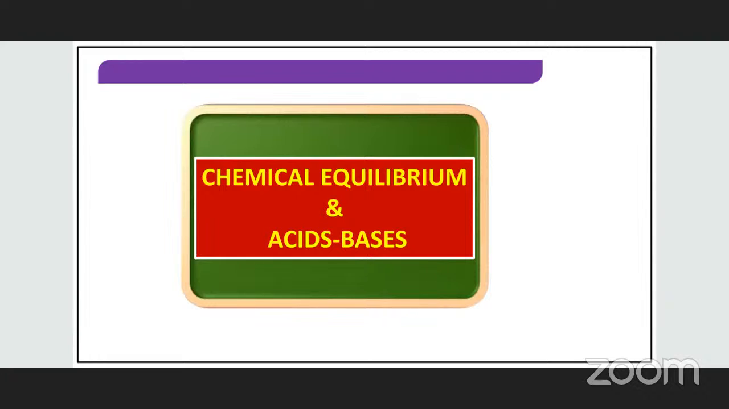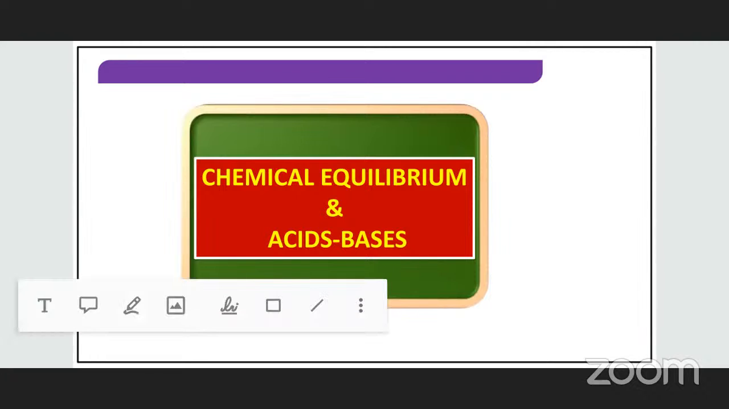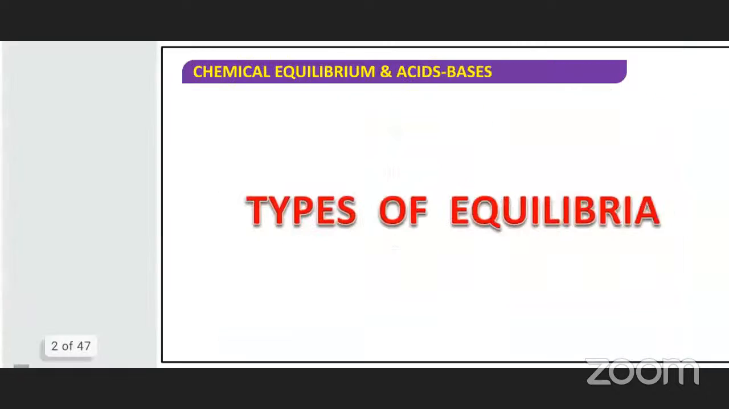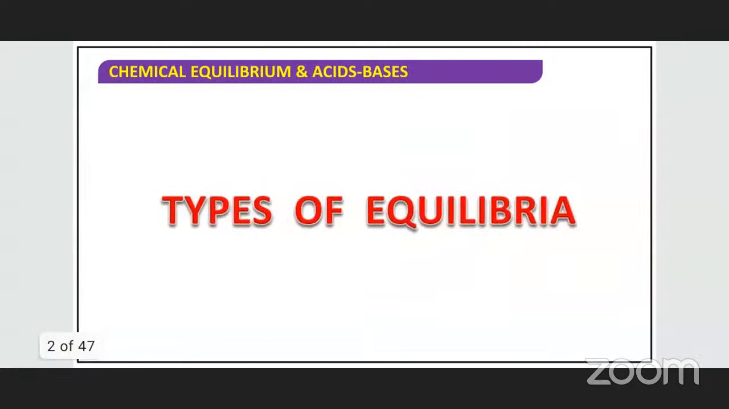Welcome to webinar class, chapter number 7, chemical equilibrium, acids and bases. In the previous class, we completed the law of mass action, Kc and Kp, and the relationship between reaction constant K, quotient Q, and free energy G. Today's class: chemical equilibrium, acids and bases, types of equilibrium.